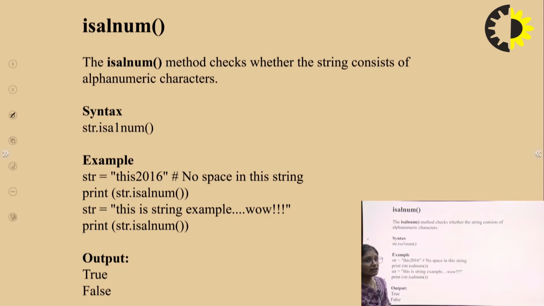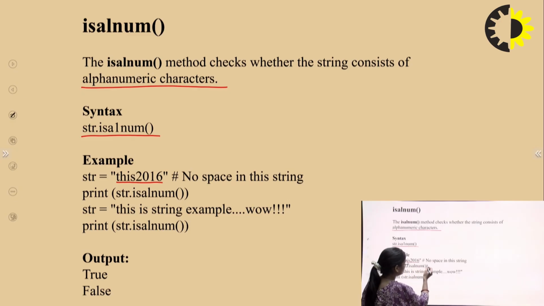Now the isalnum method checks whether the string consists of alphanumeric characters, whether the string contains alphanumeric characters or not, and the syntax of this is string dot isalnum. For example, we have declared this 2016. Now here there is no white space.